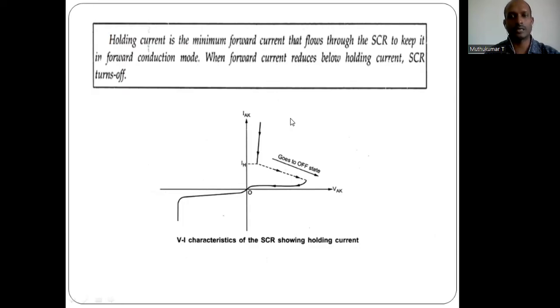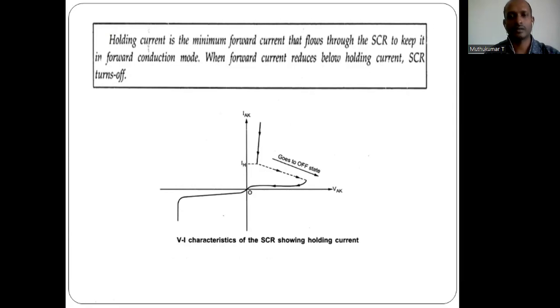The next one is the holding current. This is the minimum forward current that flows through the SCR to keep the SCR in the forward conduction mode. When the forward current reduces below the holding current, the SCR turns off. So we want to maintain a minimum current, that is the holding current, to keep the SCR in the conduction state, otherwise it is in the off state. So these are the characteristics of SCR.